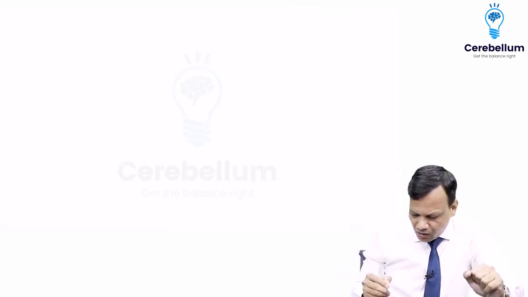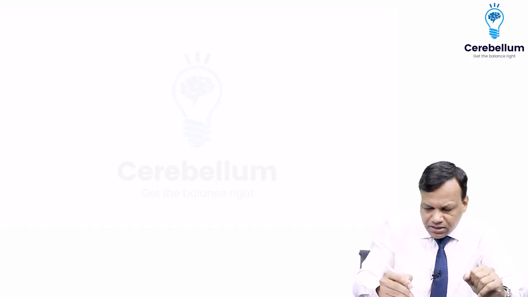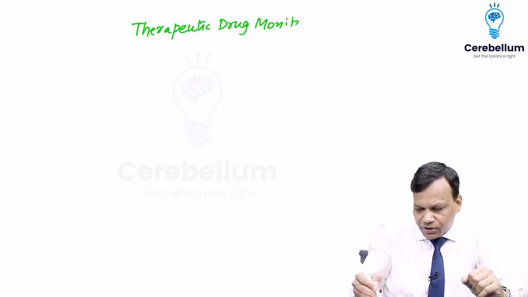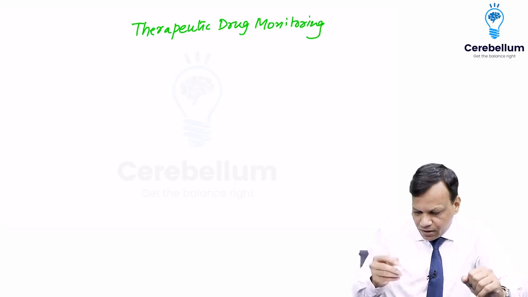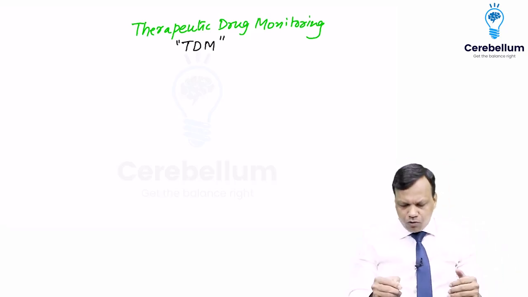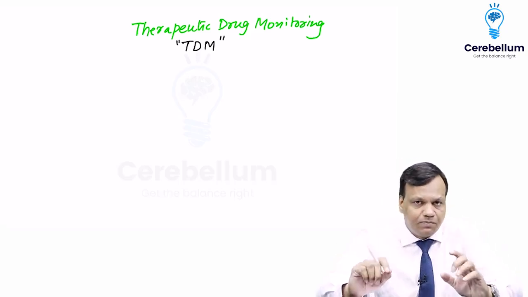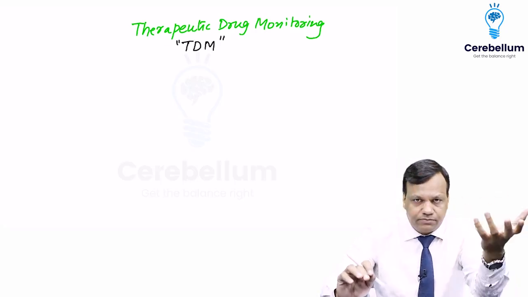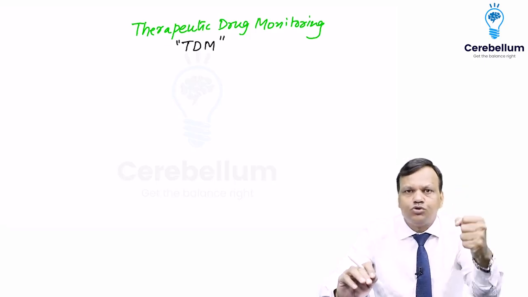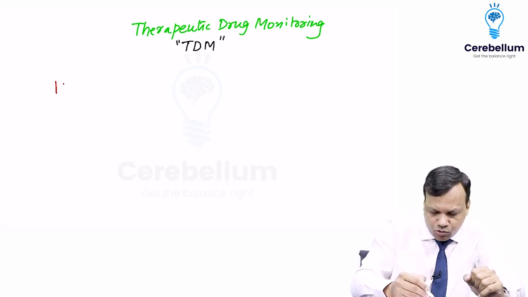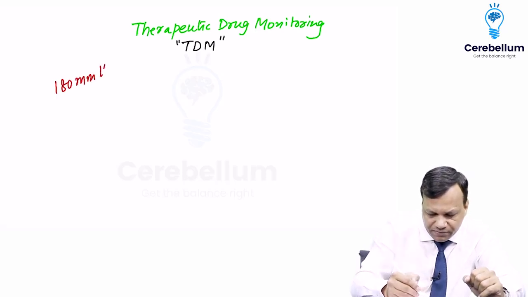Okay, now another concept related to this is therapeutic drug monitoring, or in simple language known as TDM. Now before going to this concept, we will try to understand some basic things. How do we adjust the dose of a drug? Suppose a person comes to you with hypertension. You measure the blood pressure, and the blood pressure of the person comes out to be 180 millimeter of mercury.